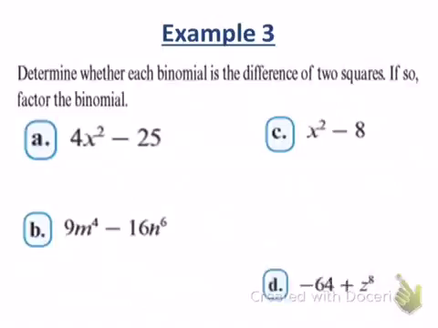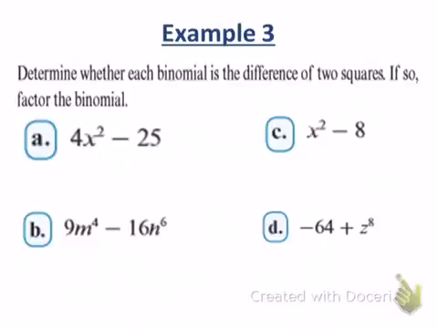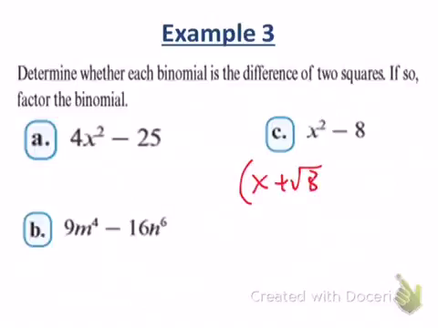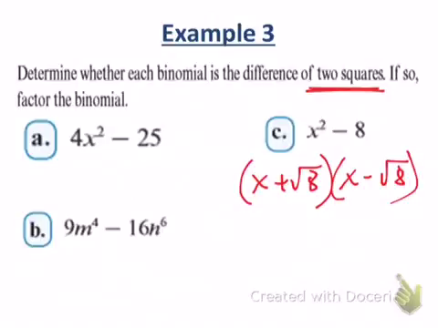So you could factor this as x plus the square root of 8 times x minus the square root of 8. I'm not going to require you to do this, but 8 does have a square root, it's just not a perfect square. And we're interested in these two squares being perfect squares, the square of an integer. All right, last one.